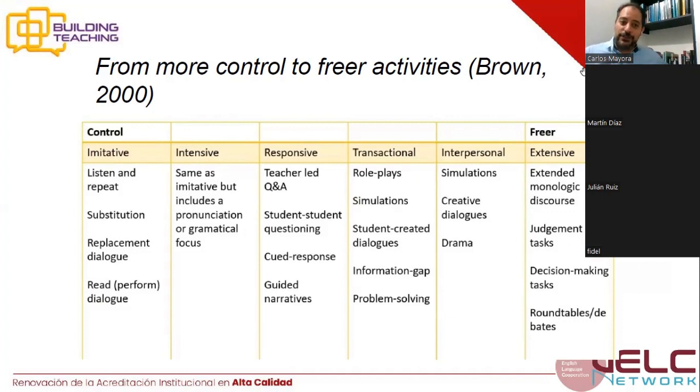The more basic the students, you try to use more imitative activities. The more advanced, more extensive. However, you should implement all of them with all levels. Okay, it's a matter more of proportion. So, with very basic students, you can use more imitative tasks and a few intensive and responsive tasks, and gradually increment or move on to extensive. And with more advanced students, of course, use more extensive speaking activities.